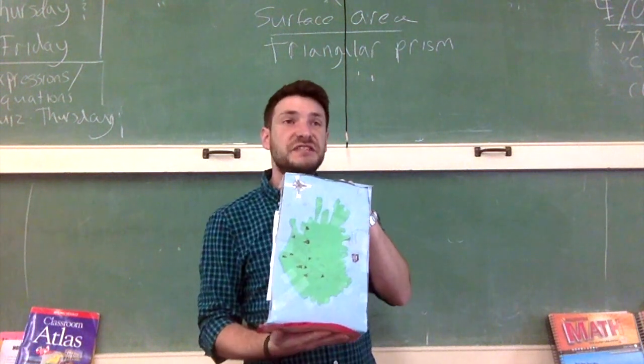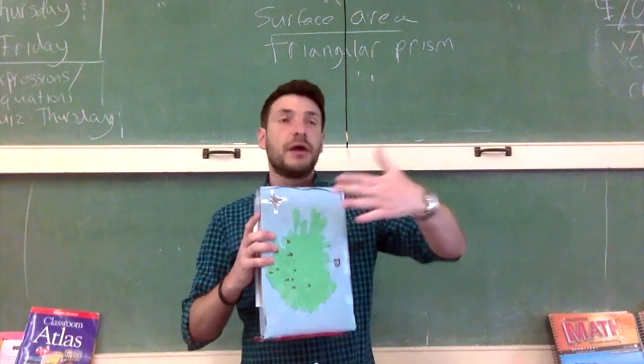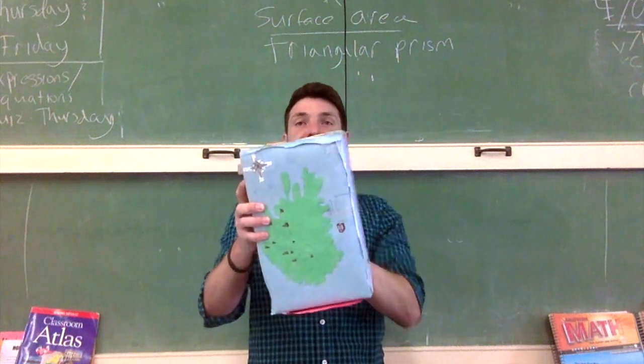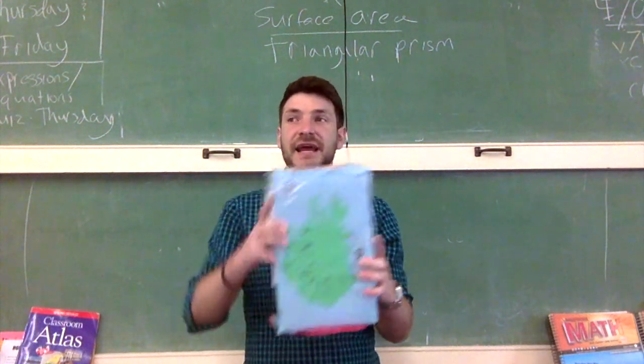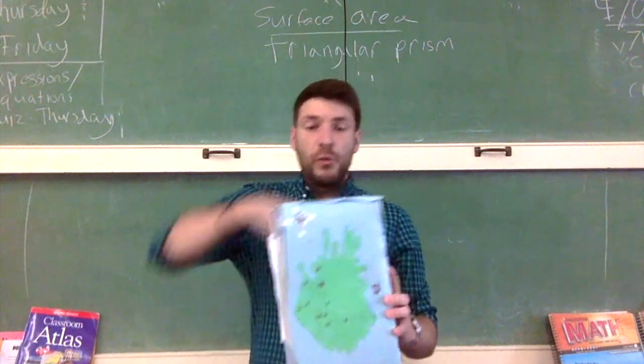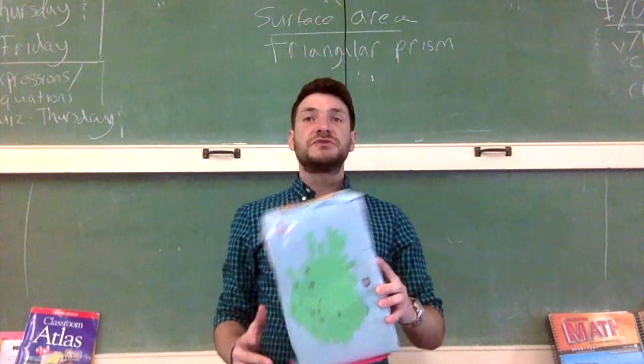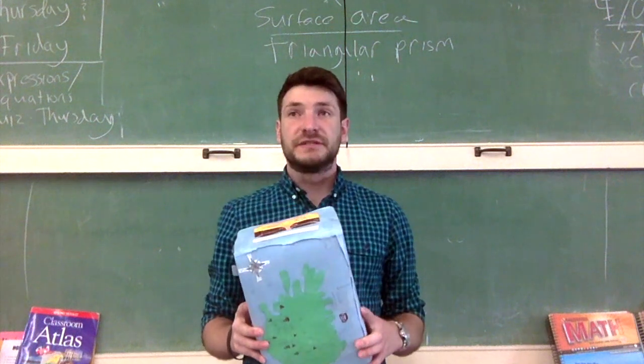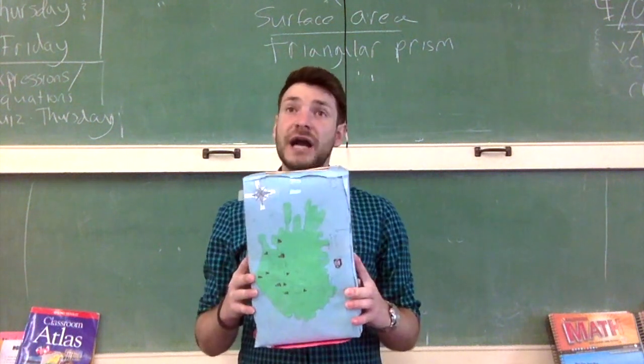And we found the surface area of this rectangular prism by saying, hey, we know that this side and this side are the same, this side and this side are the same, and this side and this side are the same. And when we put all those together, we found the total surface area of a rectangular prism. But today, we're not talking about this.